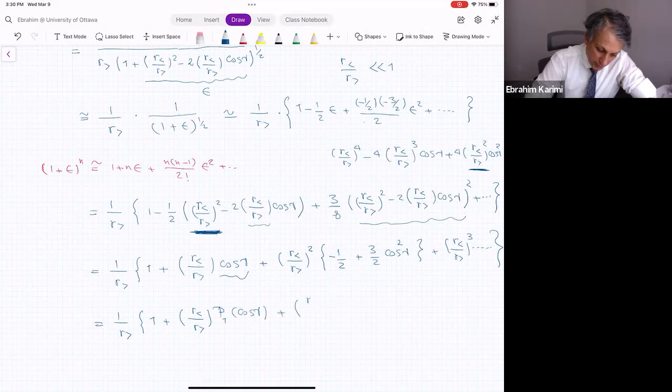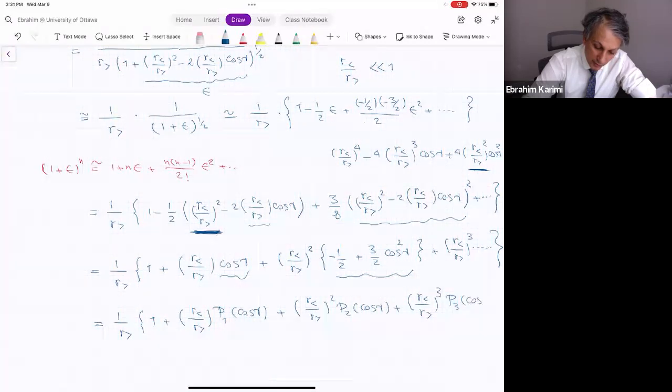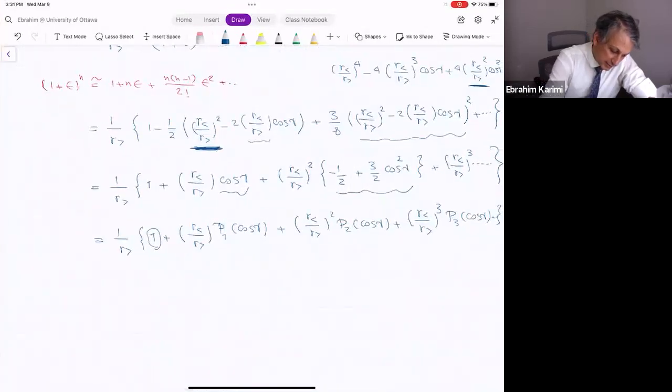What about the other one? r small over r larger to the power of 2. And if you look at that term, it is essentially P2 of cosine of gamma. And I can also show the other term, which is r smaller over r larger to the power of 3. It is P3 of cosine of gamma, and other terms. And even that one, if you look at the expansion, essentially is r small over r larger to the power of 0, P0 of cosine of gamma.